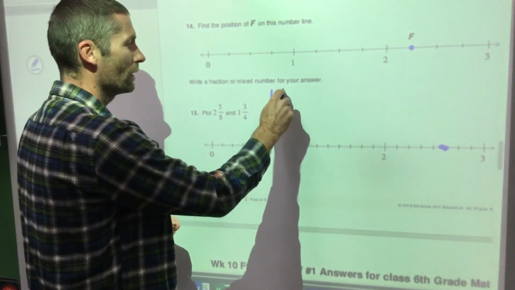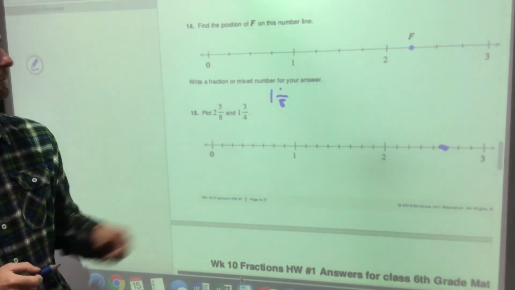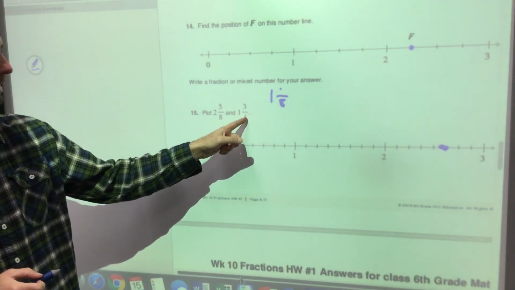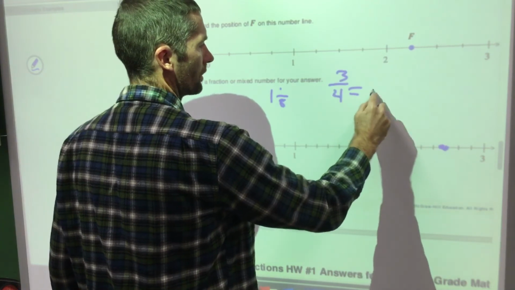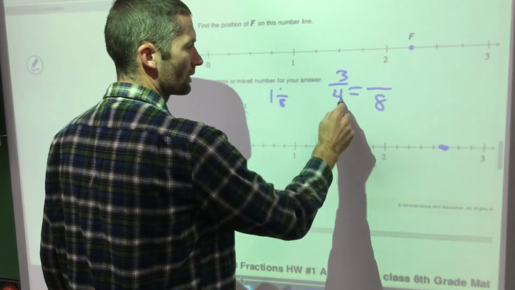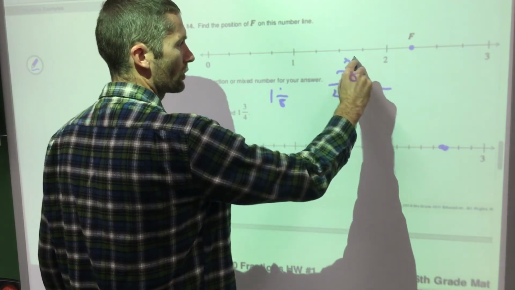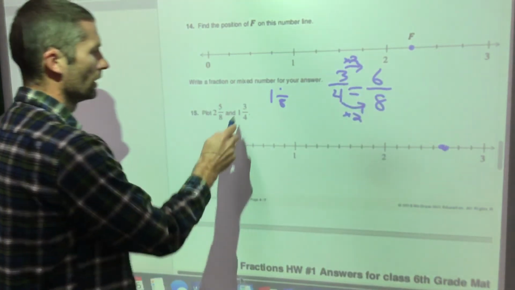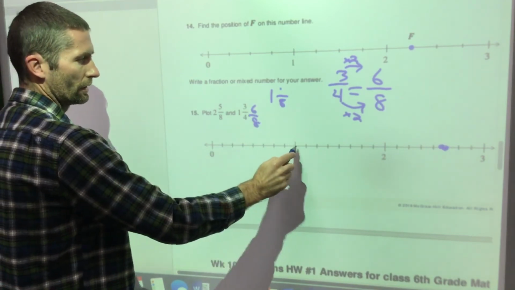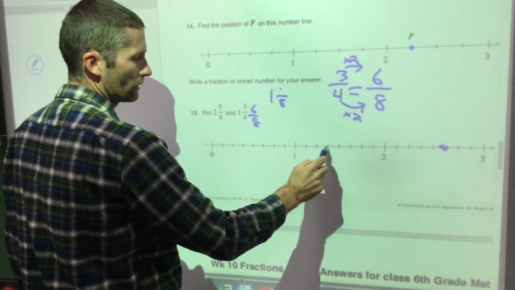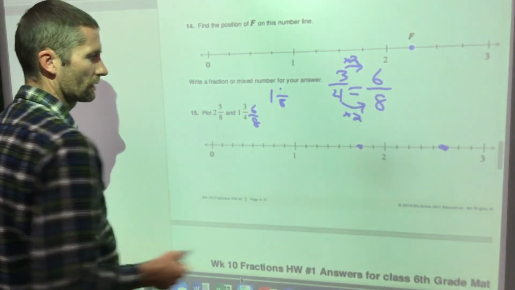Now 1 3/4. It does not want to know 1/8 or 3/8. Not 1 3/8. 1 3/4. So let's change our 3/4 into eighths, because we know they're broken up into eighths. To do that, we do times 2, and we see that 3/4's equivalent fraction is 6/8. So I'm going to go over 1 6/8. So there's 1, there's 2, 1, 2, 3, 4, 5, 6 out of 8, 1 6/8.